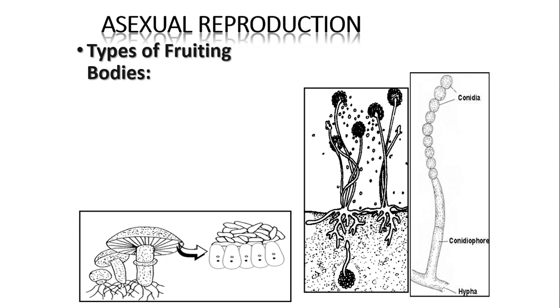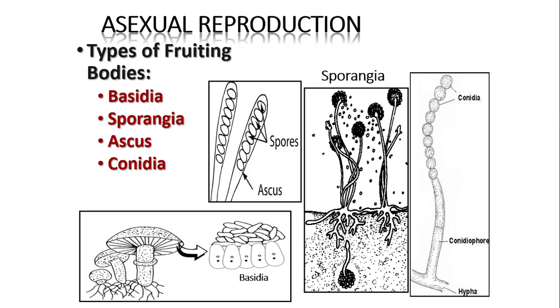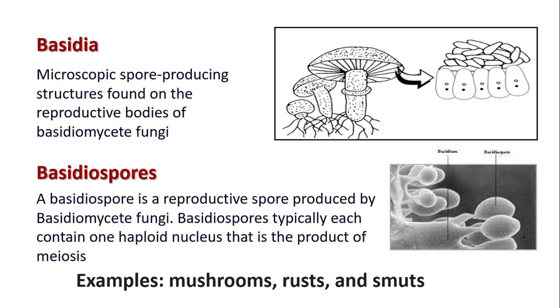Then there are some fruiting bodies of these fungi. In case of asexual reproduction, these could be basidia from basidiomycetes and sporangia from different fungi, and asci, the singular of which is ascus, that is mostly present in the ascomycetes, and conidia, that is also present in the asexual phases of the fungi. So we'll talk about these bodies one by one.